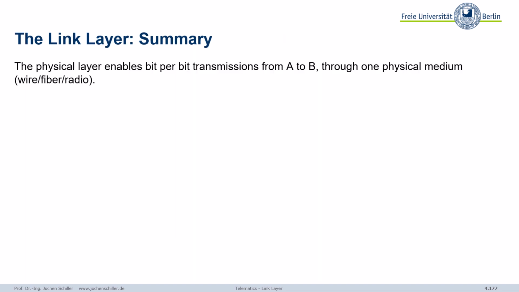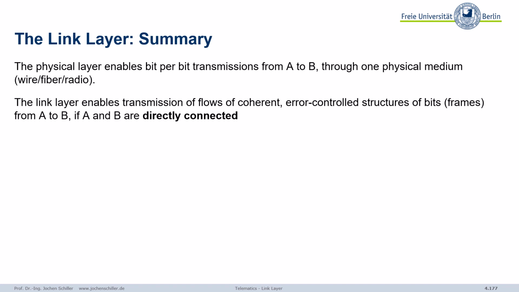So, summary of the link layer. We saw the physical layer is really this bit-by-bit transmission from A to B, over different physical media: wire, fiber, radio. And now our link layer enables the transmission of flows, of coherent, error-controlled structures of bits or frames from A to B, if A and B are directly connected. So that was the very first simple case.